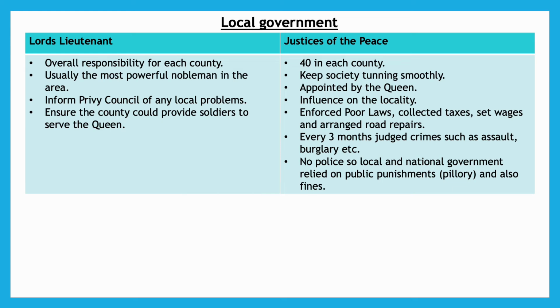They would keep society running smoothly, enforce poor laws, collect taxes, etc. They would judge certain crimes like assault and burglary. And because there's no police, local and national government rely on public punishments. So this is the way Elizabeth is allowing local government to take some control and allow her to control her kingdom, where she's got 3 million people to control. So she needs some help with the local government.